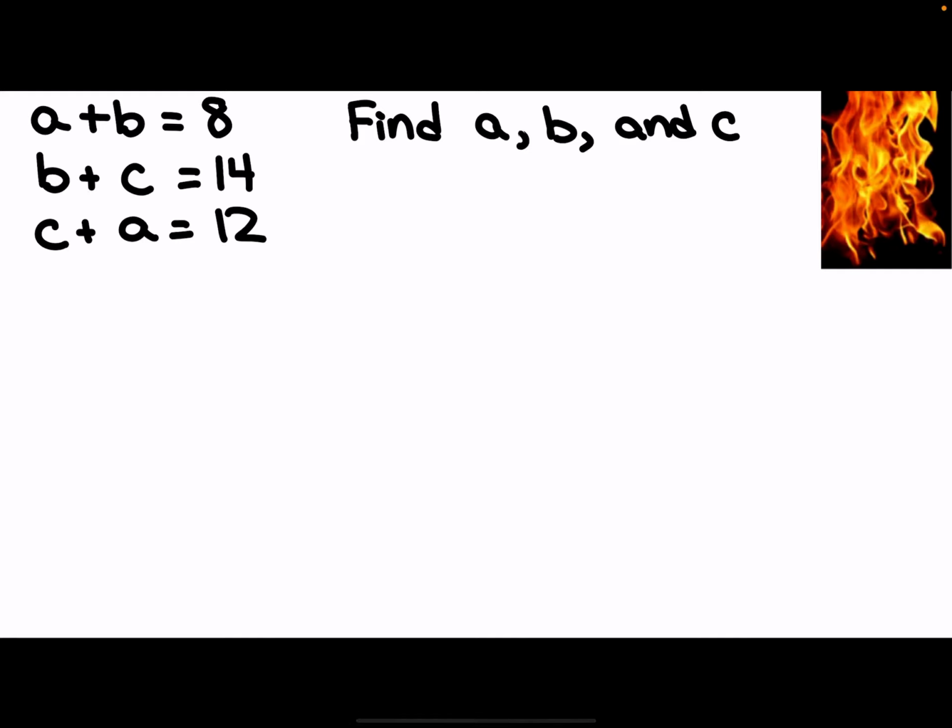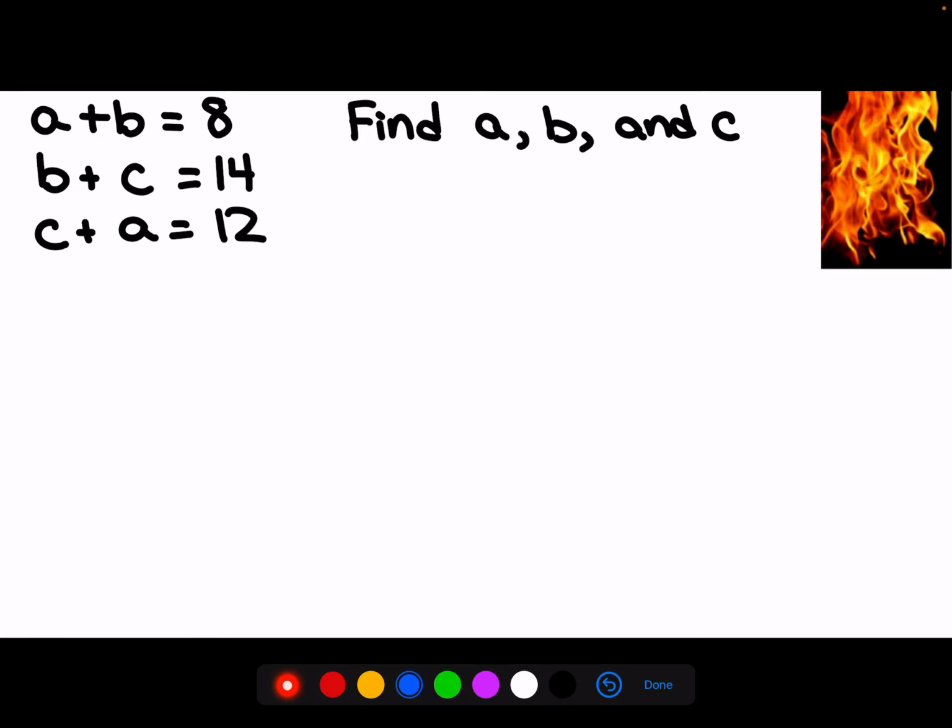All right, guys, let's go ahead and get started. So we have a plus b equals 8, b plus c equals 14, and c plus a equals 12. We want to find the variables a, b, and c.